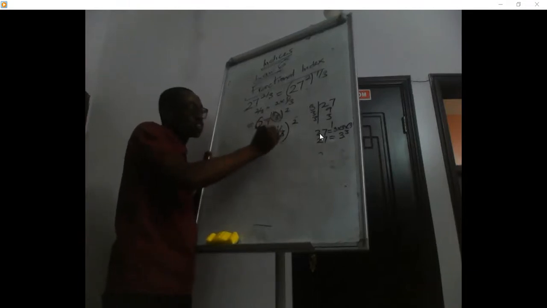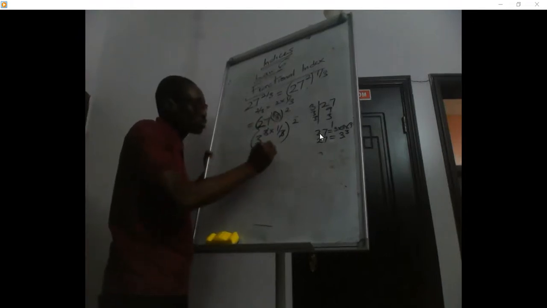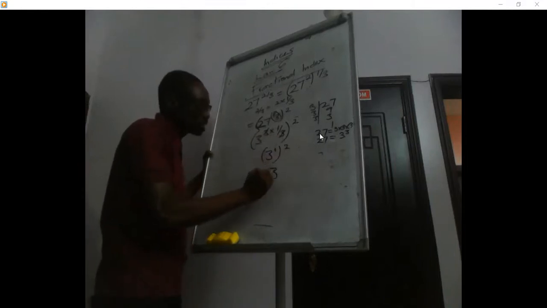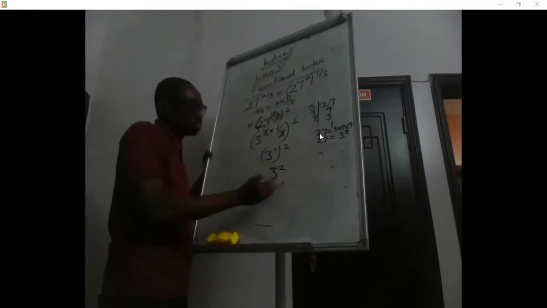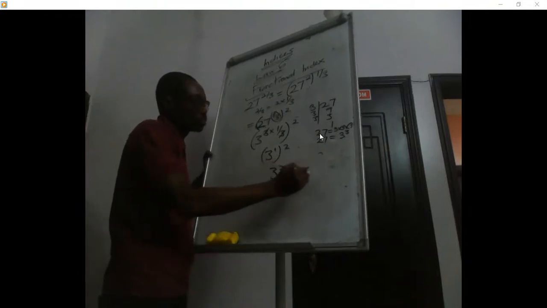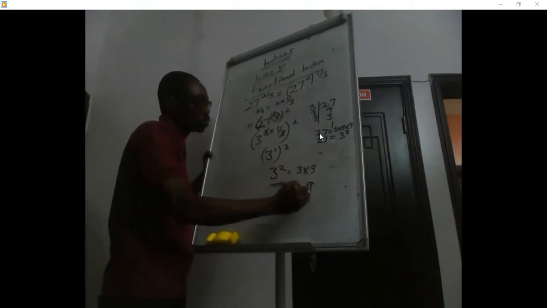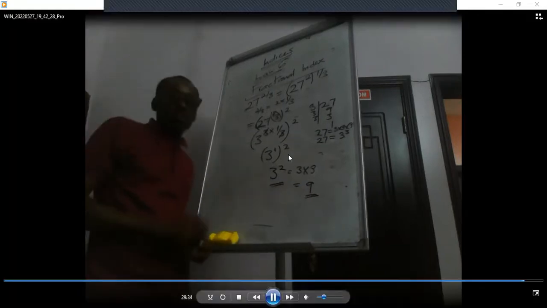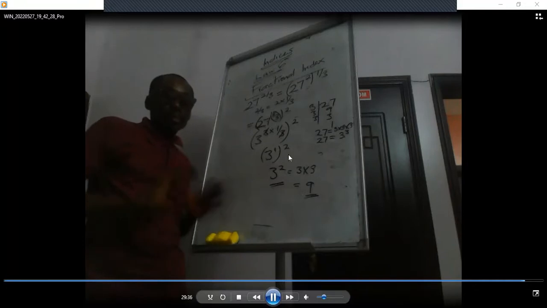3 up cancels 3 down. So what do you have? 1. So inside the bracket you have 3 raised power 1. Outside you have 2. Power times power, exponent times exponent: 1 times 2 is what? 2. So the final answer is 3 raised power 2, which is equal to 3 times 3, which is equal to 9. So this is the final answer. So at this point, I'm going to end the topic at this junction.